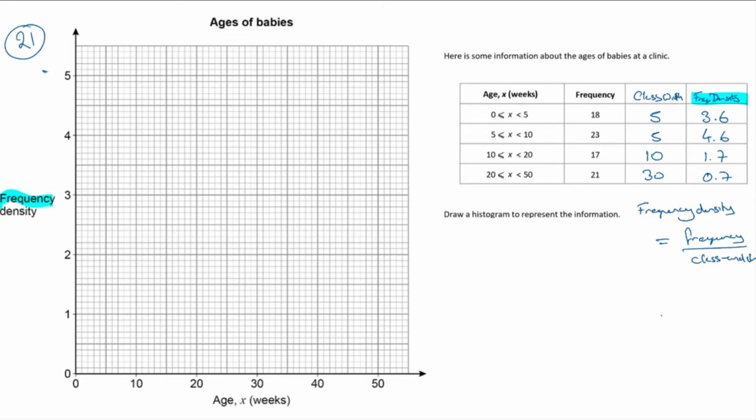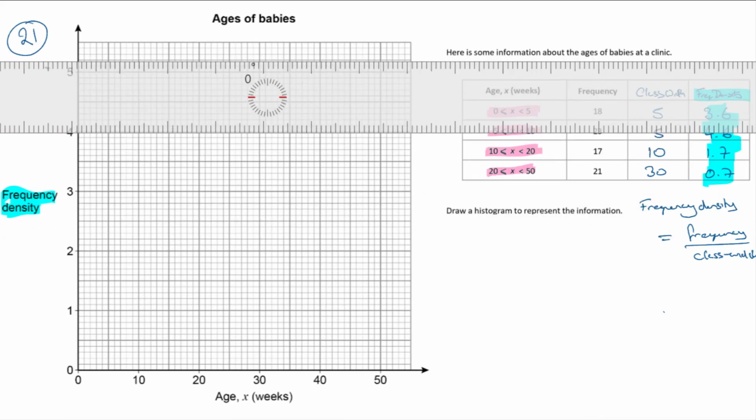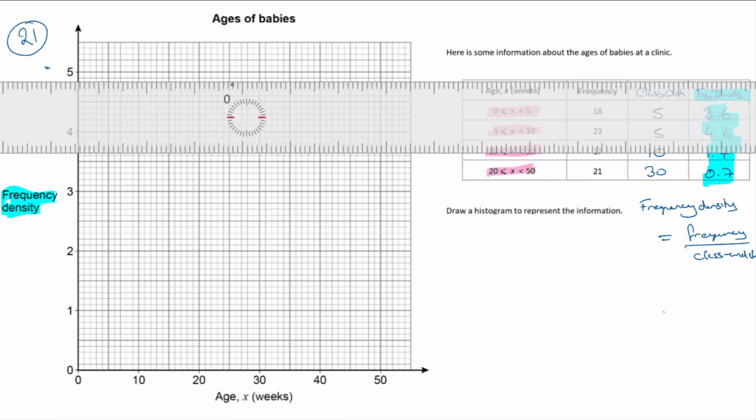And we draw the bars using our class widths. Okay, this is where they start and end. So we're going to be plotting those start and end points against these frequency densities. That's what we're going to use. Okay, so the first bar runs from 0 to 5 and it has a frequency density of 3.6. So let's rule 3.6 first.